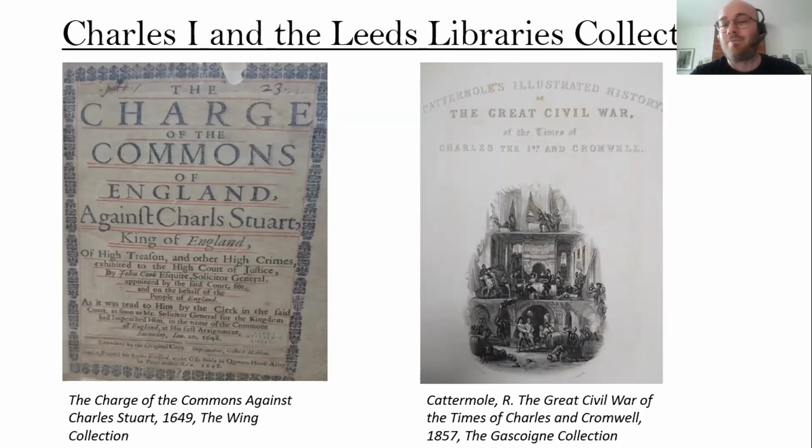And we can see those problems play out in this second book, which is from Cattermole and is called The Great Civil War in the Times of Charles and Cromwell from 1857, and it's part of our Gascoigne collection. And what Cattermole does really well is that he shows that this execution of Charles I has such an awful legacy that leads to further rebellions, further riots, and leads to further chaos in England and the rest of England, Scotland, and Ireland.